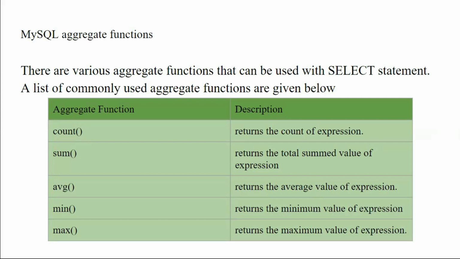The first function is count. It will return the count of an expression. And sum returns the total summed value of the expression. Average gives the average value of the expression, min gives the minimum value, and max gives the maximum value of the expression. So we'll see them one by one with their syntax.